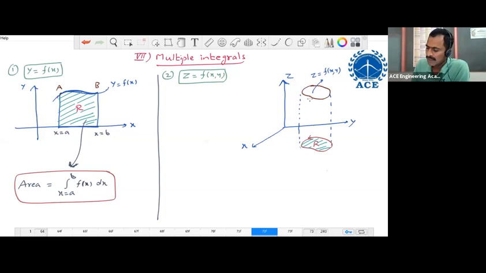It is a surface of some object. Its projection is on the xy plane. Why on the xy plane? Because we have taken the equation of the surface as z equal to f of x comma y, and f is a function of x and y. Its projection is on the xy plane.